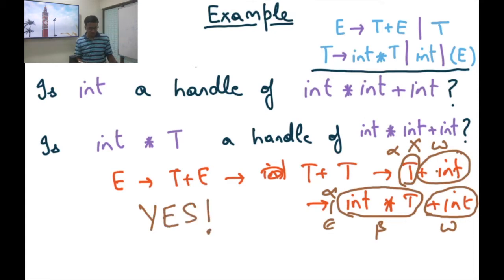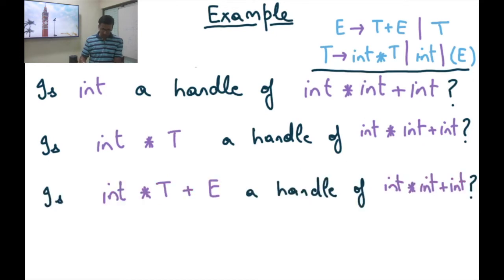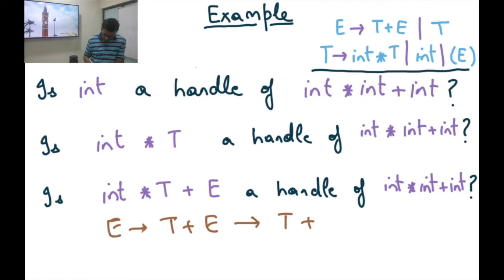Okay, all right. Now let's look at another example. Is int star t plus e a handle of int star int plus int? So let's again try to derive this. E is our start symbol, so E derives t plus e, and it's a rightmost derivation, so I'm going to say t plus t.